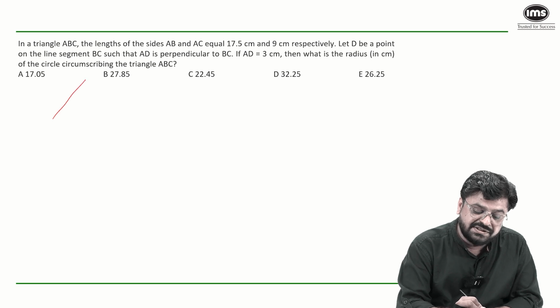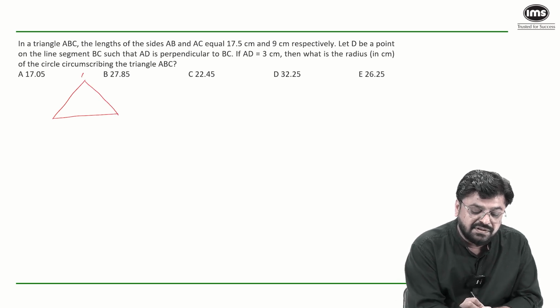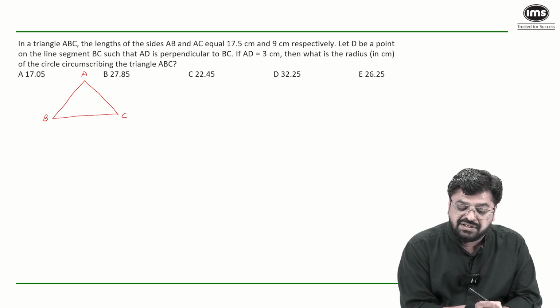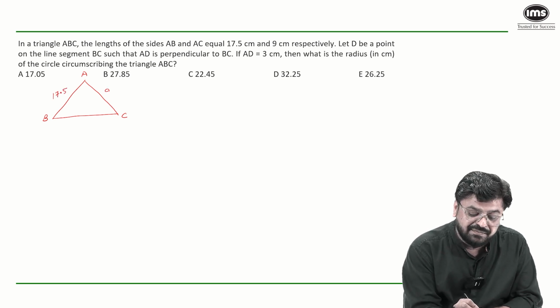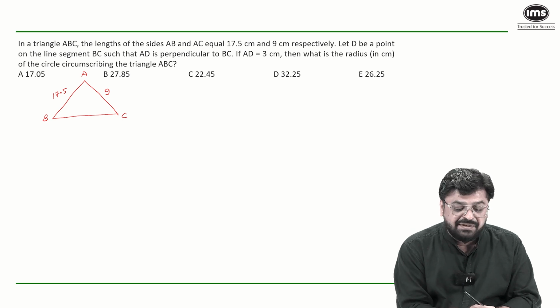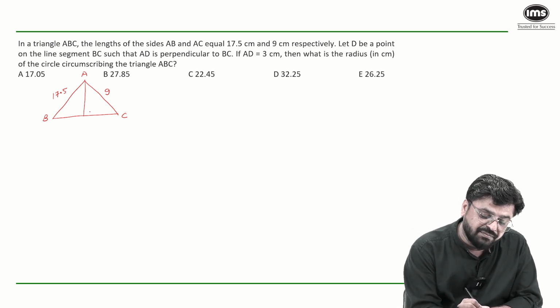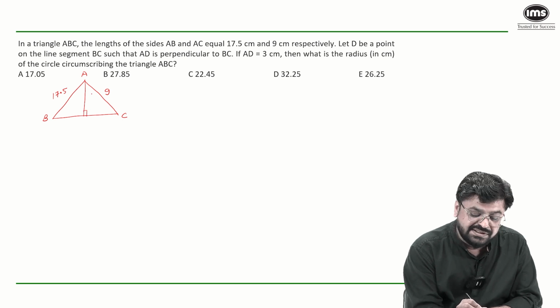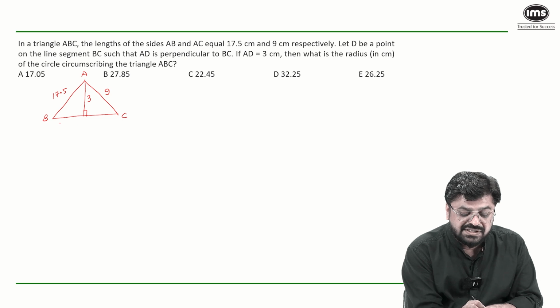So let's draw this. Let's say this is A, B, C. In triangle ABC, the length of AB is 17.5 and AC is 9. Let D be a point on the line segment BC such that AD is perpendicular. So if I drop a perpendicular from here, it is given to me as 3. What is the radius of the circumscribing circle?